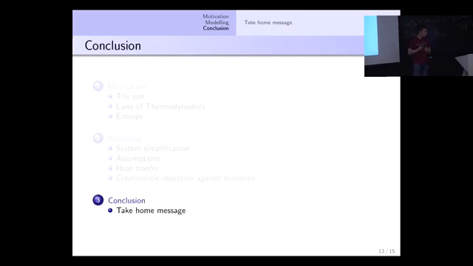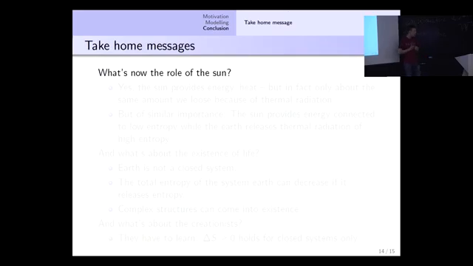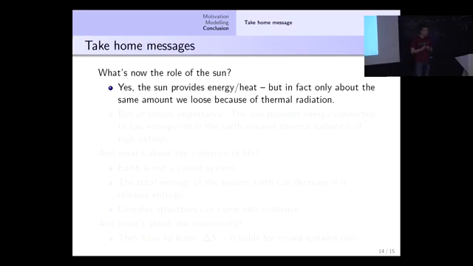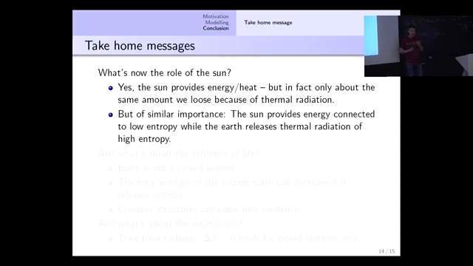So the conclusion, some take-home messages. Yes, the sun provides energy, but in fact only that amount which the Earth loses via thermal radiation. And of similar importance is that the sun provides heat of a higher quality, because it's connected with a smaller amount of entropy than that kind of heat which is released by the Earth.